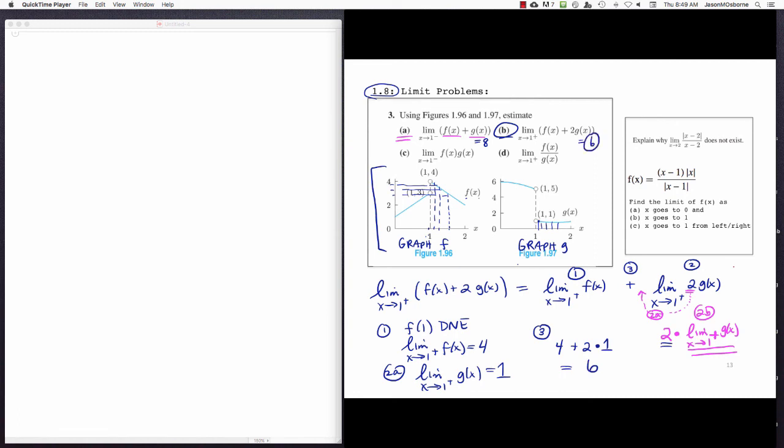Okay, so that is an example of using graphical techniques, using the graph of a function to answer a limit question.